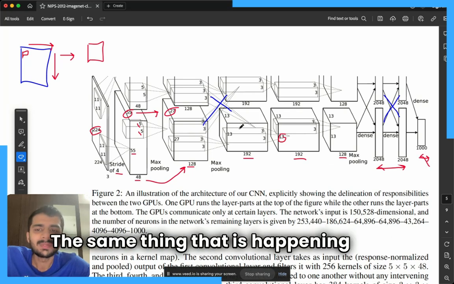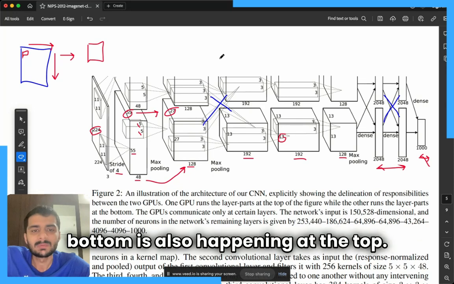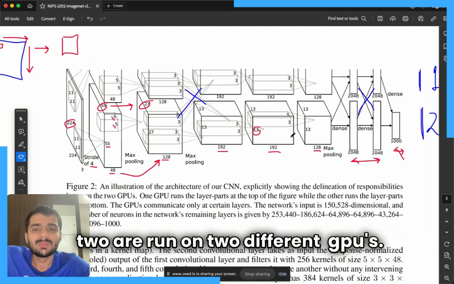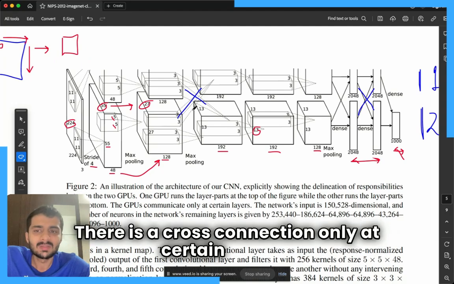The same thing that is happening at the bottom is also happening at the top. A few things to note here are that these two are run on two different GPUs. There is a cross connection only at certain places.